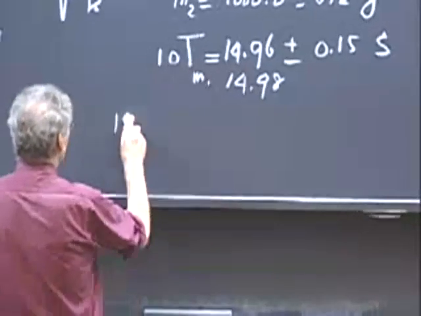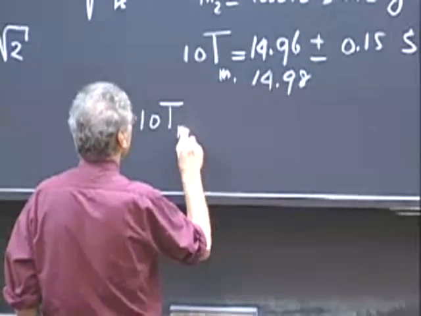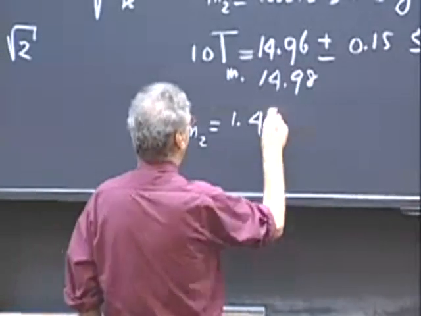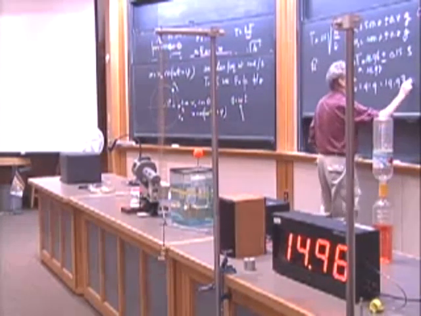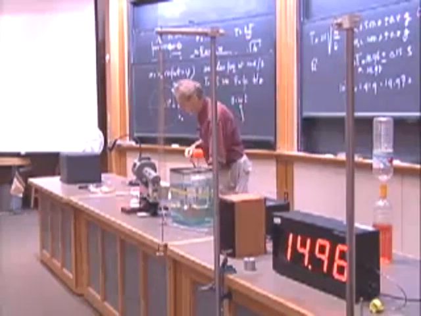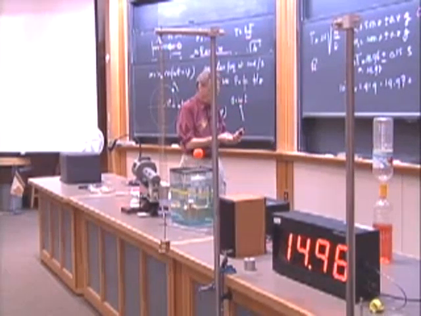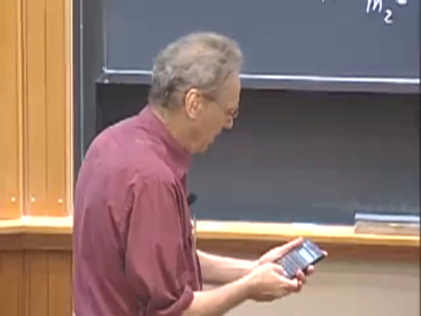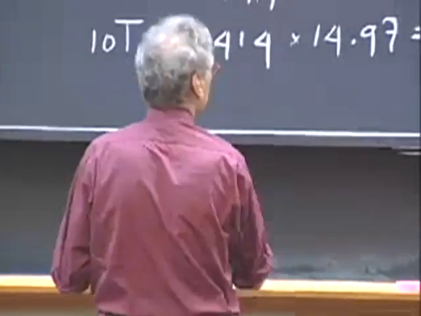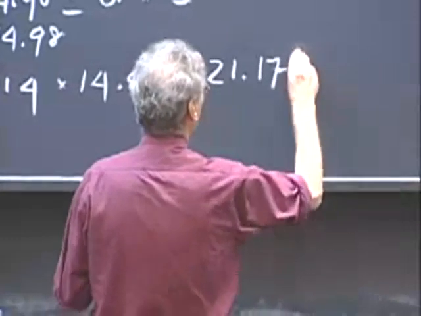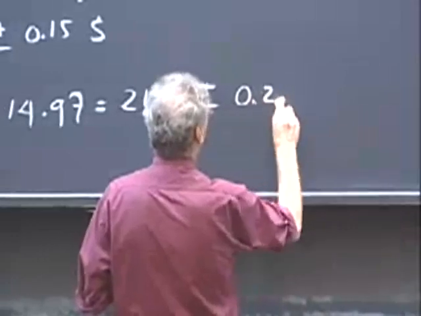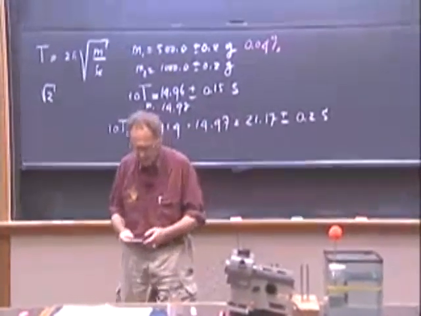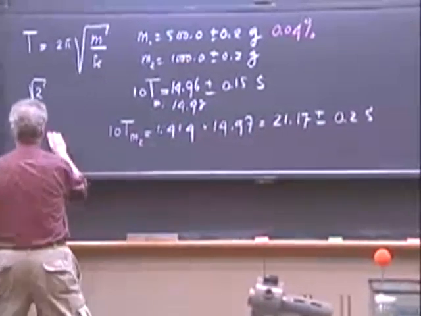So now we can make a prediction that 10 times T M2 must be 1.414, which is the square root of 2, times 14.97. Okay, so I take the 1.414, I multiply that by 14.97, and I find 21.17. And of course this has to be multiplied also by 1.4, so that becomes plus or minus 0.2 seconds. That is a prediction.